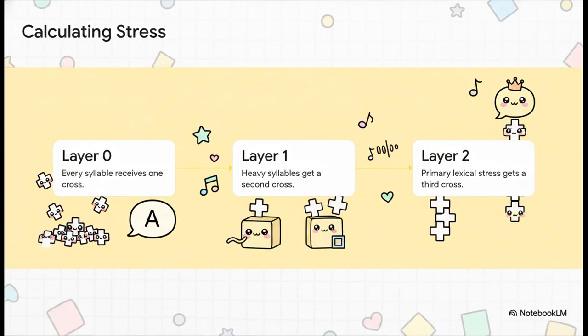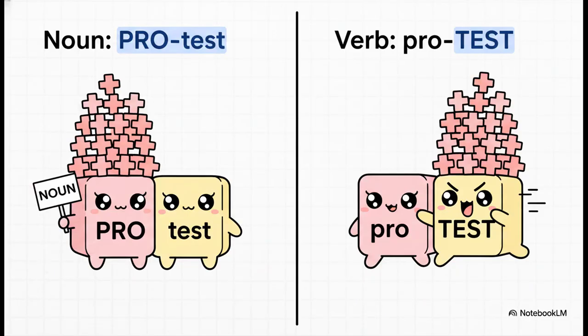At layer 1, any syllable that is heavy, meaning it has a coda or a long vowel, gets a 2nd cross. Finally, at layer 2, the syllable that carries the primary lexical stress gets a 3rd cross. Whichever syllable has the tallest stack of crosses, that's the one we emphasize. And this brilliantly illustrates just how powerful stress really is in English. Just shifting that metrical stress completely changes the grammatical function of a word.